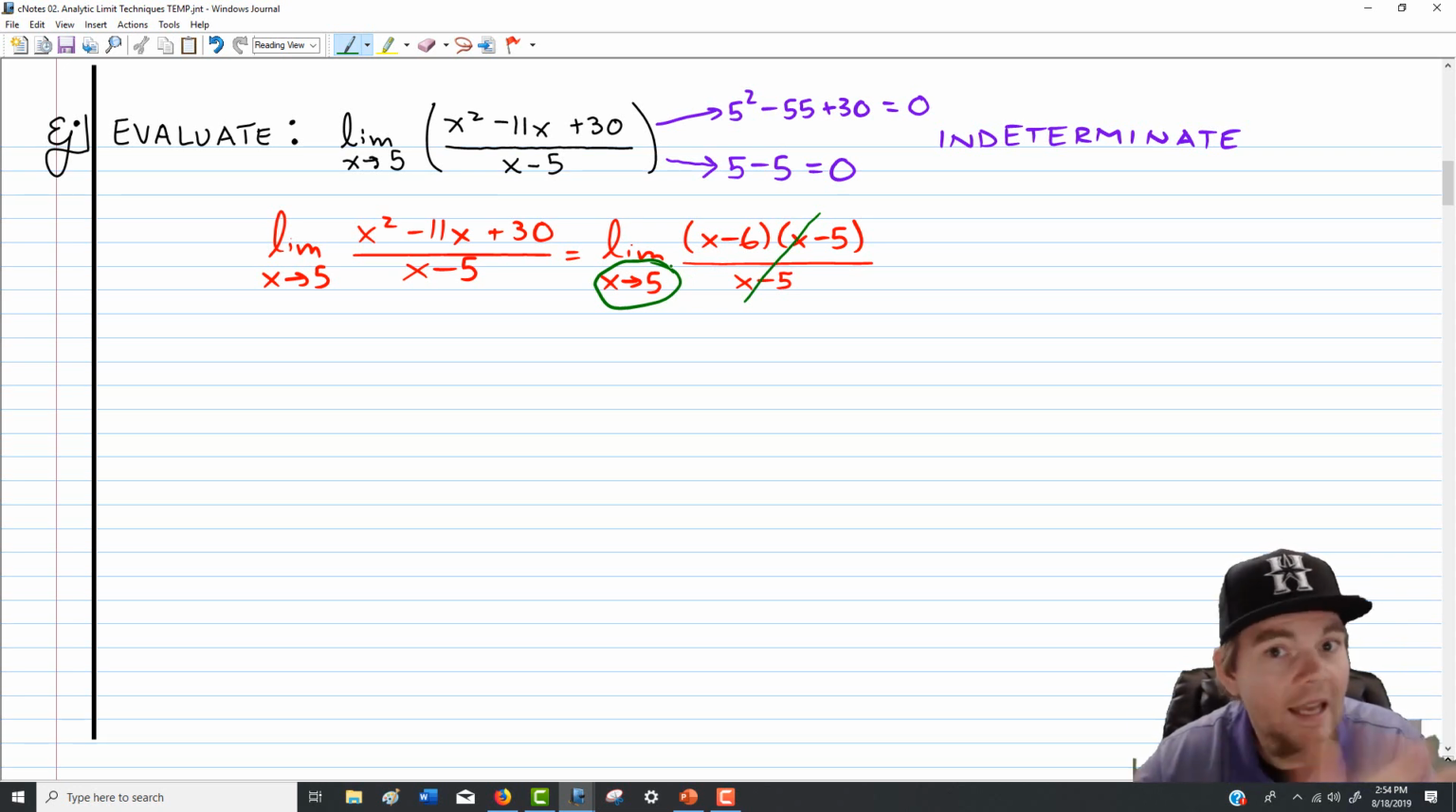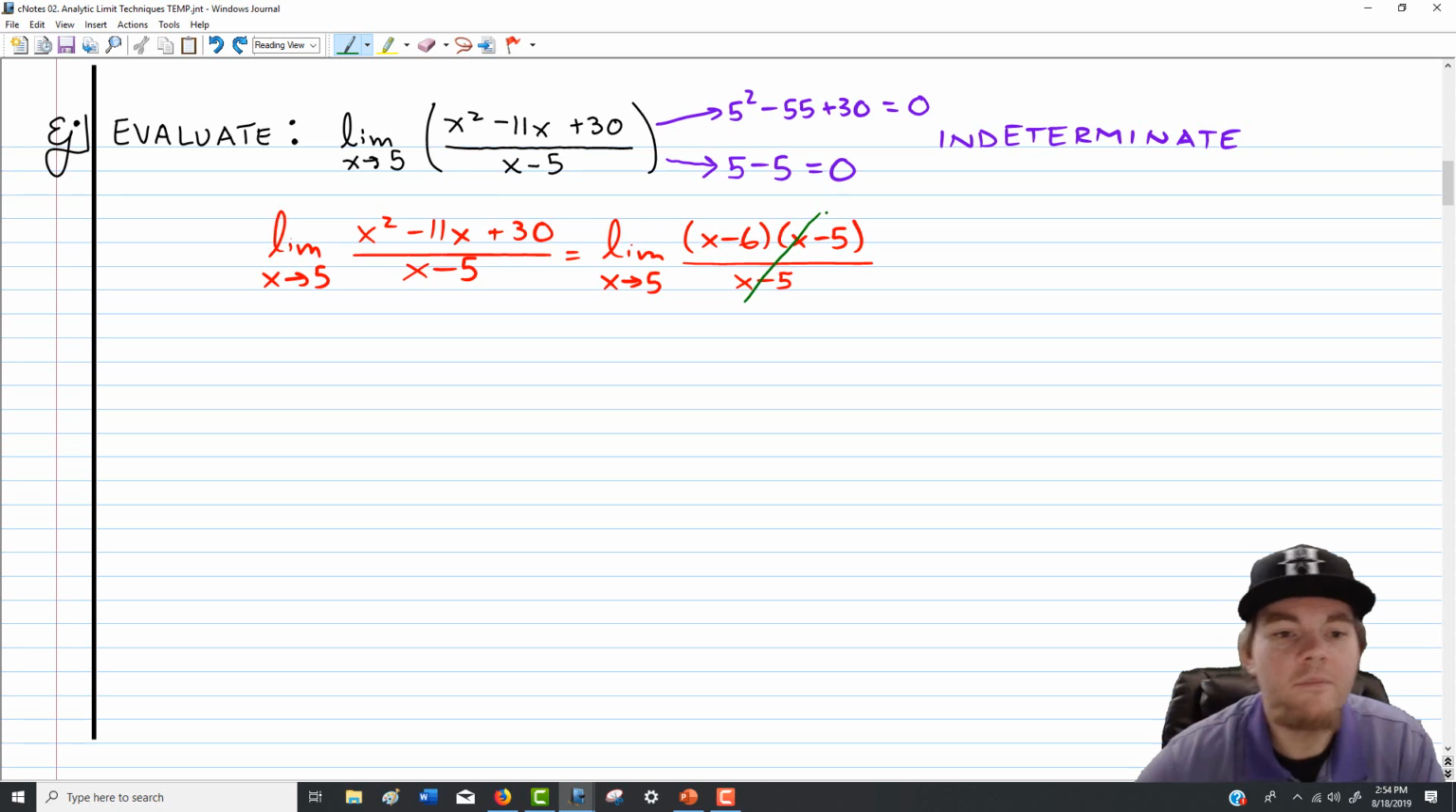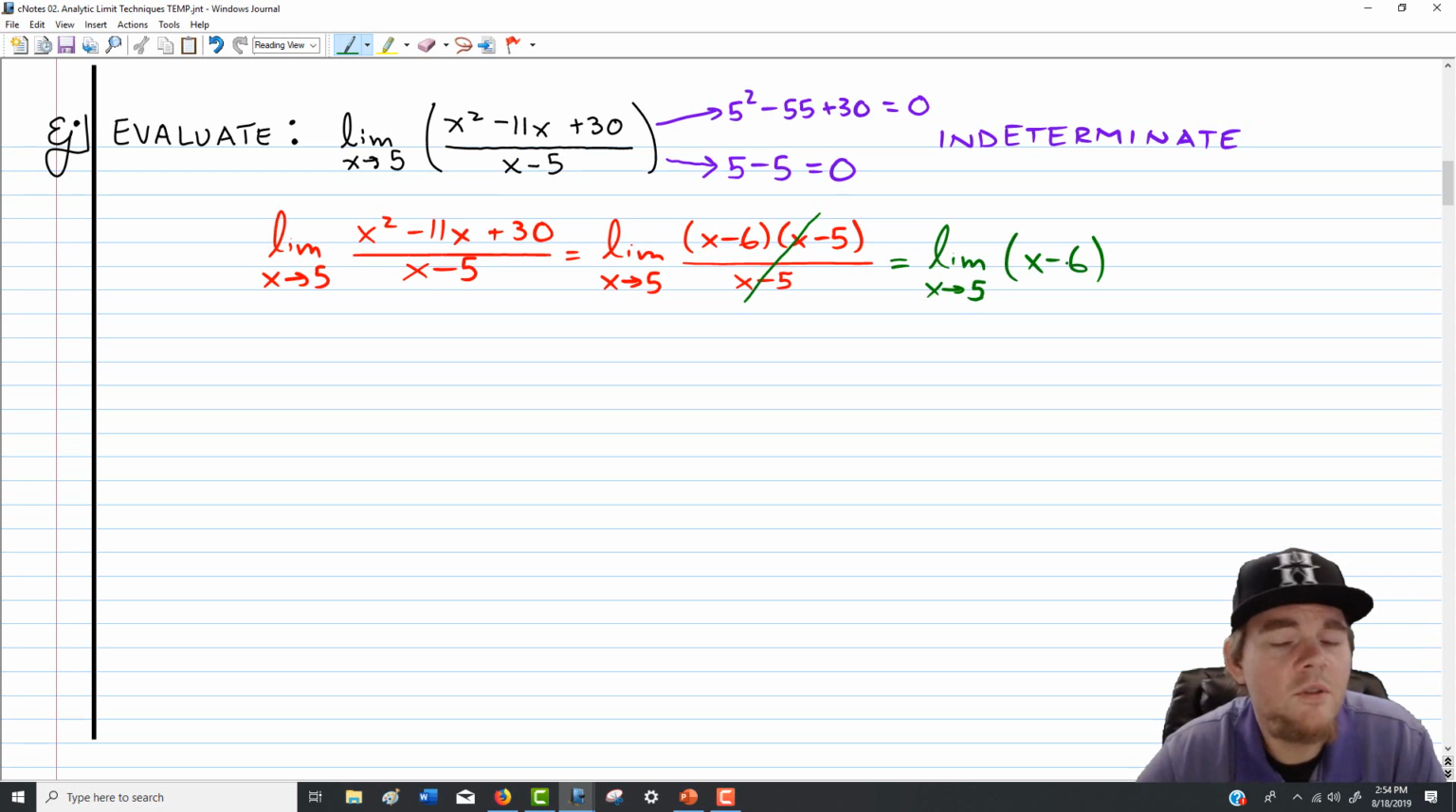At x equals 5, anything in the world can happen, so long as the general behavior on the outside isn't affected. And in fact, if we divide away that x minus 5, we'll be left with a limit that's easy to evaluate. All we'll have left is the limit as x approaches 5 of x minus 6. And seeing as there's no denominator, we can't possibly get an indeterminate expression here. This would simply be equal to 5 minus 6, which is negative 1.